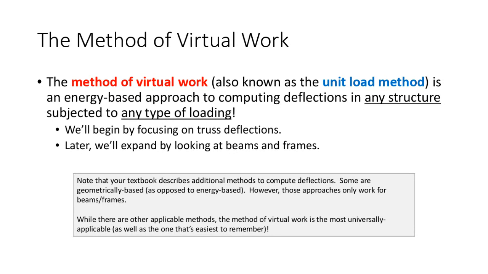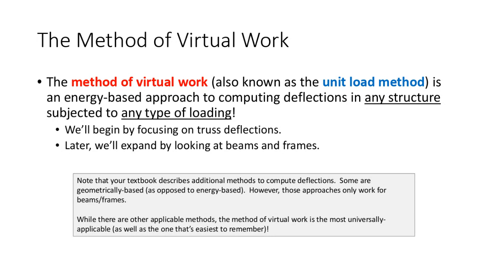Now, I want to also make a note here. Your textbook actually has 2 different chapters on deflections. When you open it, there's a chapter on energy methods and then a chapter on what's called geometric methods. Let me explain the difference. Geometric methods really only apply to beams and frames. The reason is that beams and frames are governed by a specific differential equation. Specifically, the second derivative of the deflection equals M over EI. So if anybody's wondering why they took differential equations, why does it matter? This is a very real place where it matters: describing the deflection of a beam.